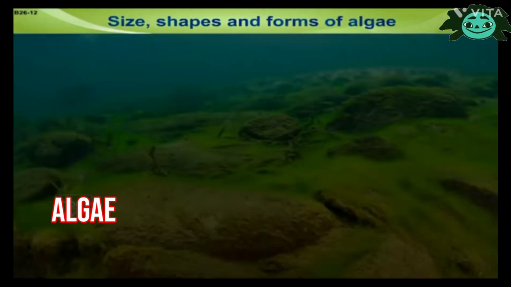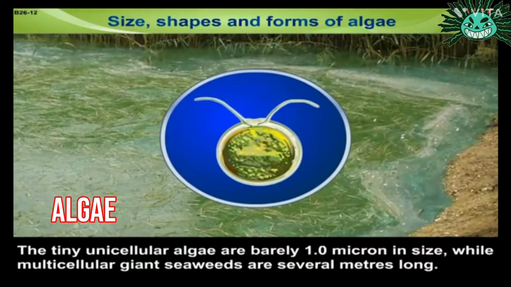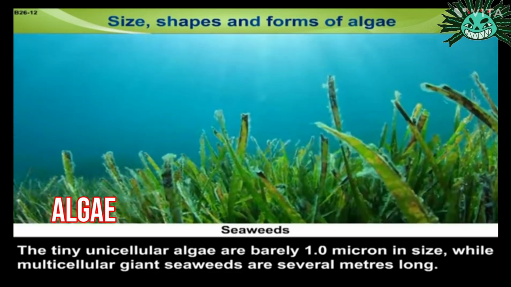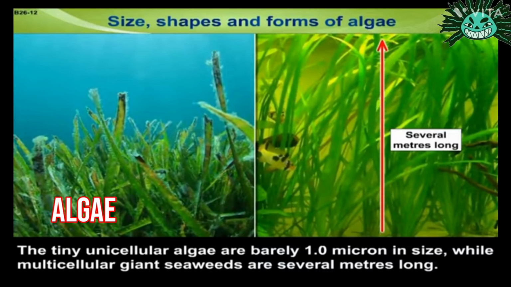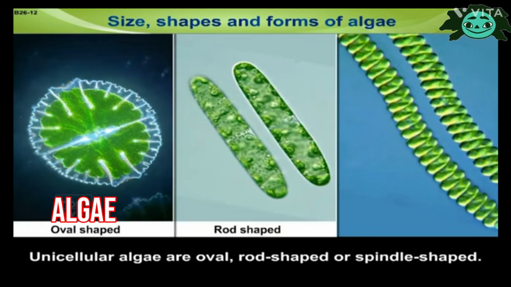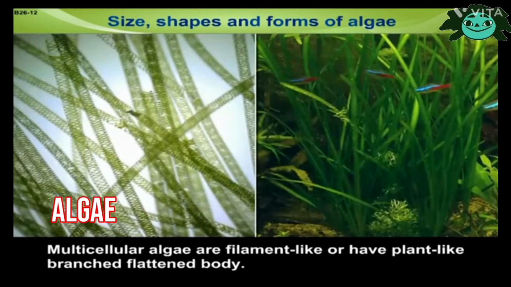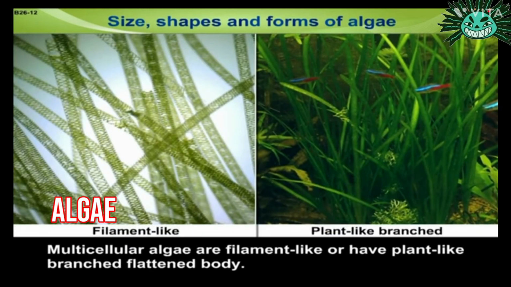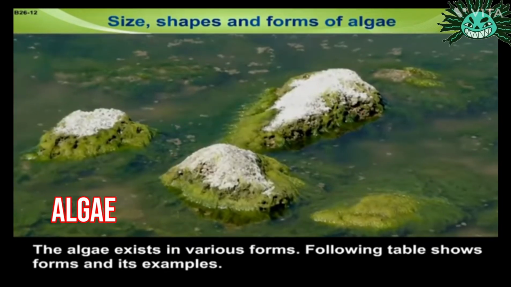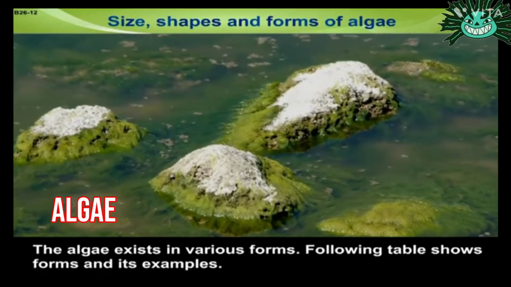Size, shapes, and forms of algae. The tiny unicellular algae are barely 1 micron in size, while multicellular giant seaweeds are several meters long. Unicellular algae are oval, rod-shaped, or spindle-shaped. Multicellular algae are filament-like or have plant-like branched flattened body. The algae exists in various forms. The following table shows forms and its examples.